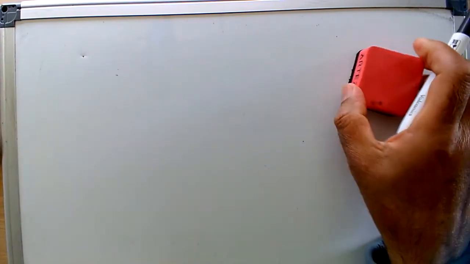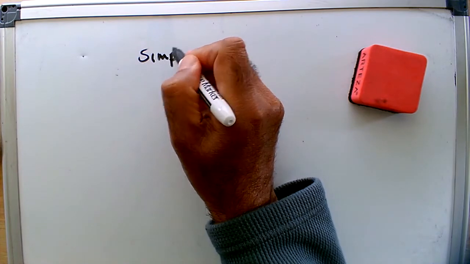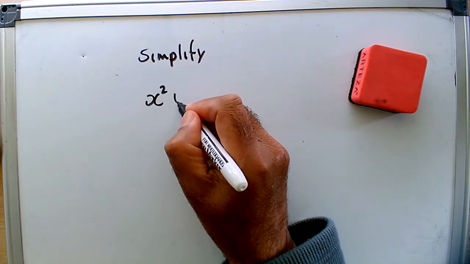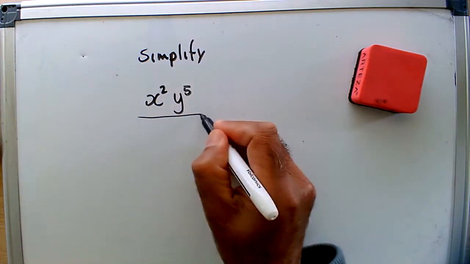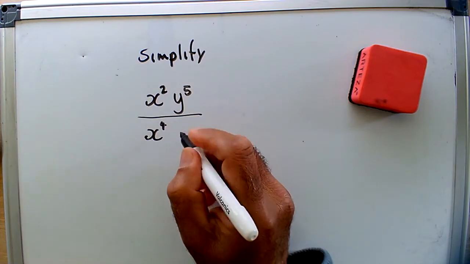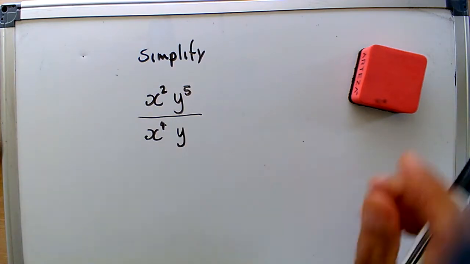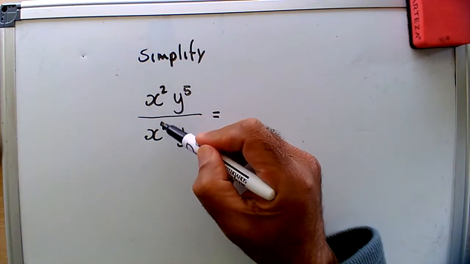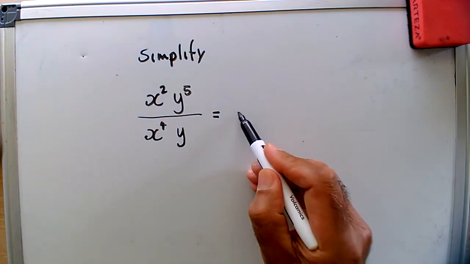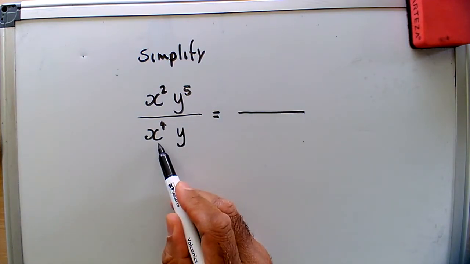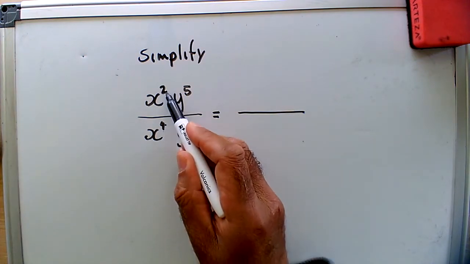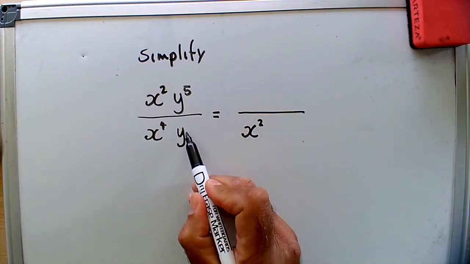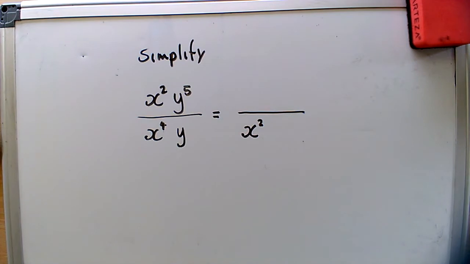Now I'm going to mix the variables. So if I ask you to simplify x to the power of 2, y to the power of 5 over x to the power of 4, y. Well, you can see here, looking at the x's, that I'm going to have x's on the bottom, because there's more of them on the bottom. Can you see that? And I take 2 from 4, so it has to be x to the power of 2 on the bottom. Over here, that's y, so that means it must be y to the power of 1.